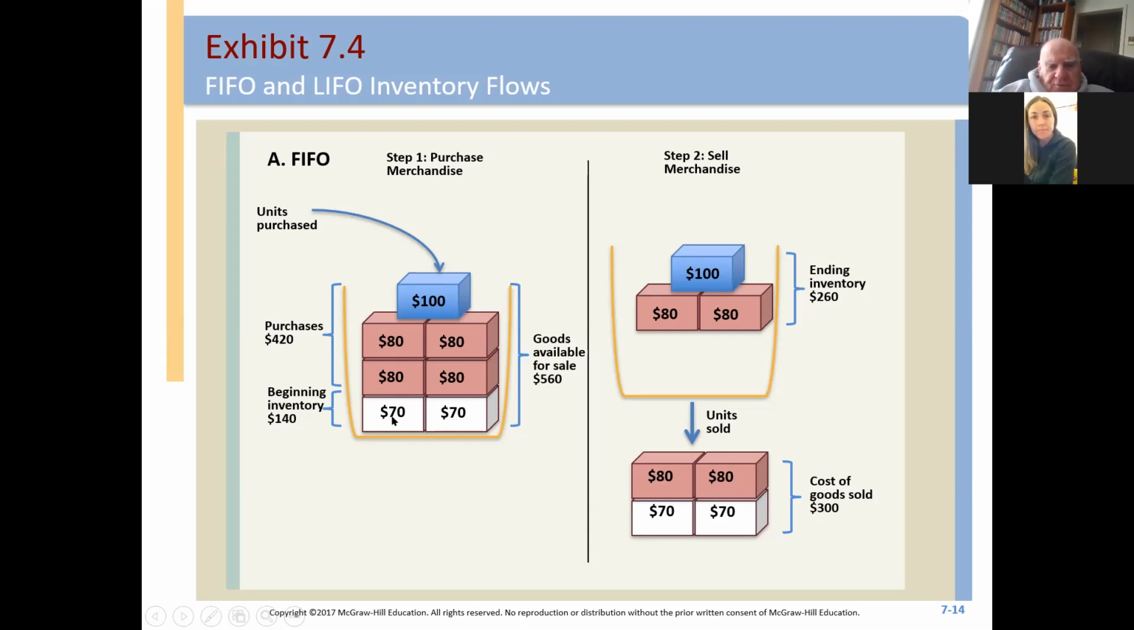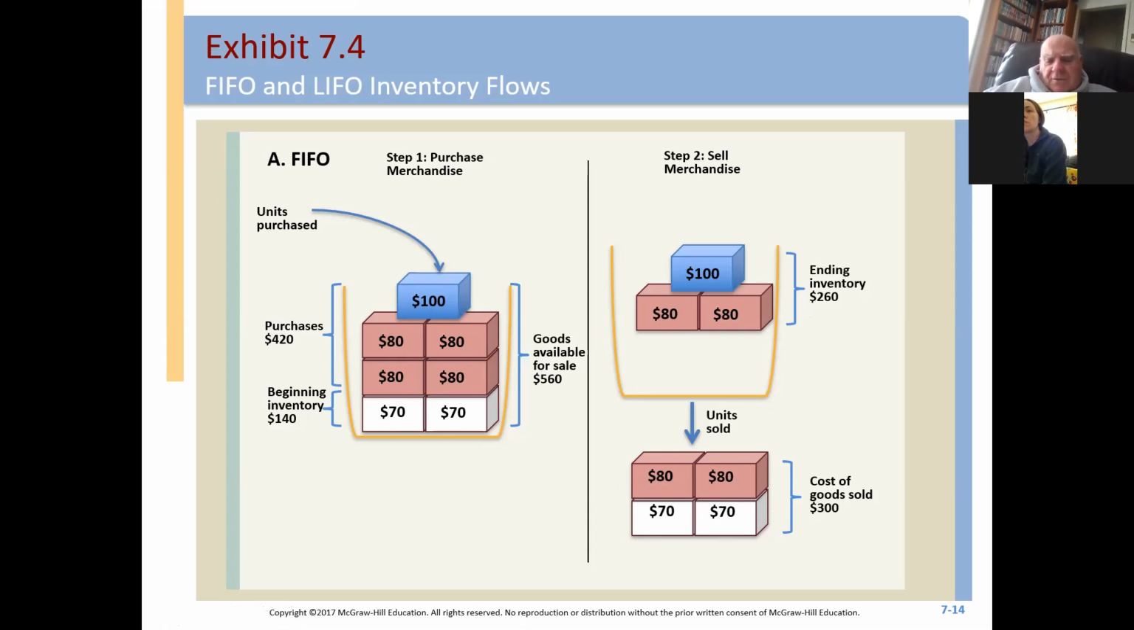Yeah. So we sold these 2, right? And these two. We sold 4. Up here is the inventory. Yeah, you start at the bottom here. Okay, we sold 4 items. 1, 2, 3, 4. 80, 80, 70, 70. That's your cost of goods sold. The available was 560. You just subtract that and get the 260.